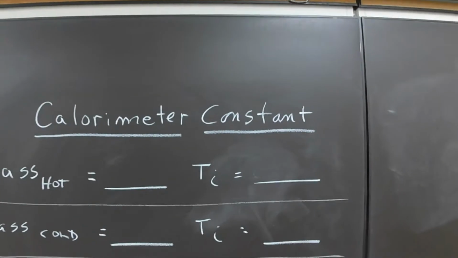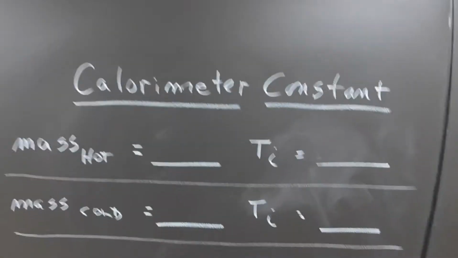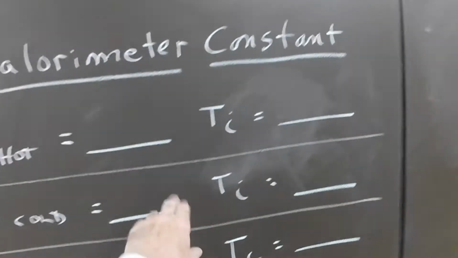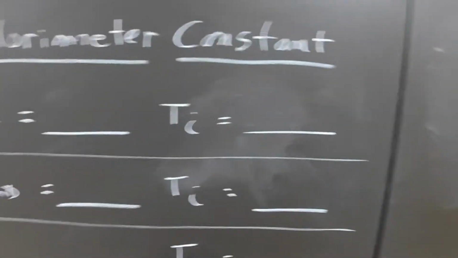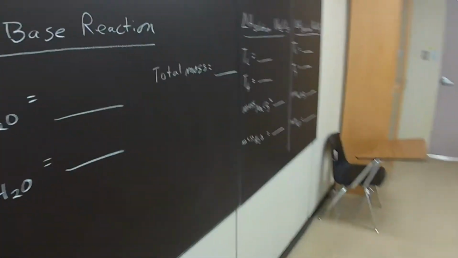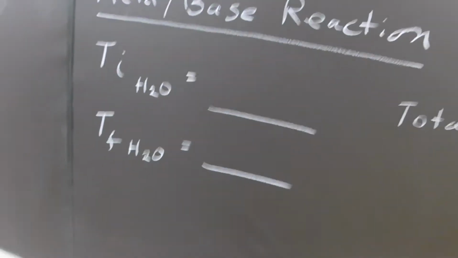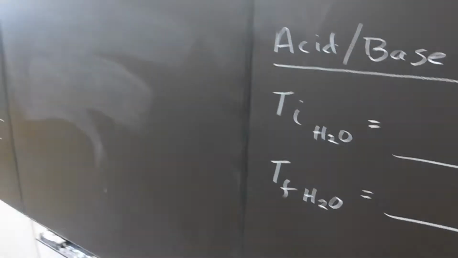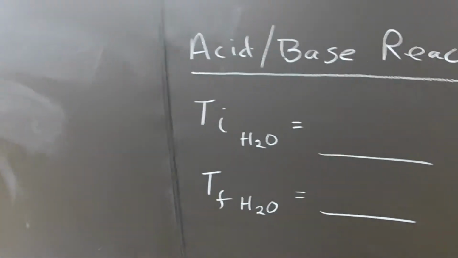One will be for the calorimeter constant, and you'll need this information: mass of the hot water, mass of the cold water, temperature of the hot water, temperature of the cold water, and the final temperature. That's for the calorimeter constant. Then you'll have 3 other experiments that you'll perform after the calorimeter constant. You must have the calorimeter constant before you proceed.